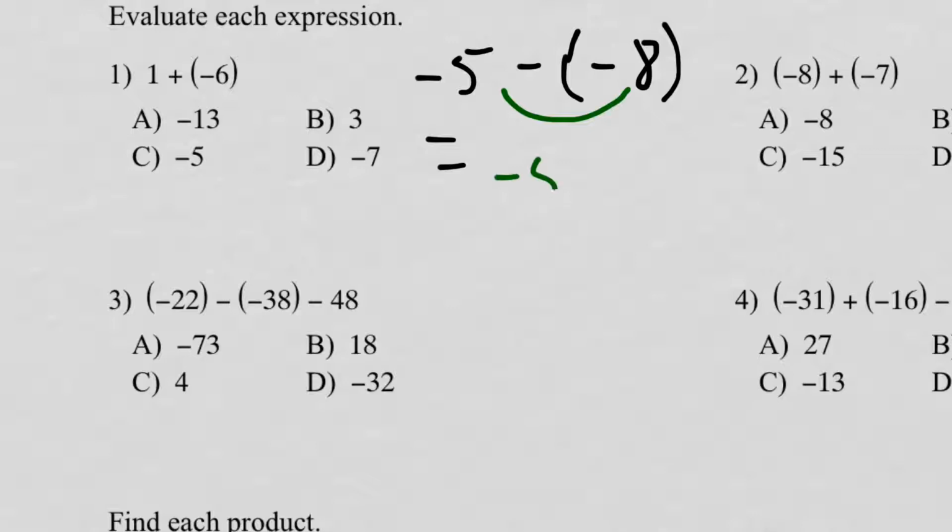So -5, negative makes positive, and 8. So if we're at 5 below and we go up by 8, thinking in terms of temperature, the result will be that we are 3 degrees above, or positive 3.